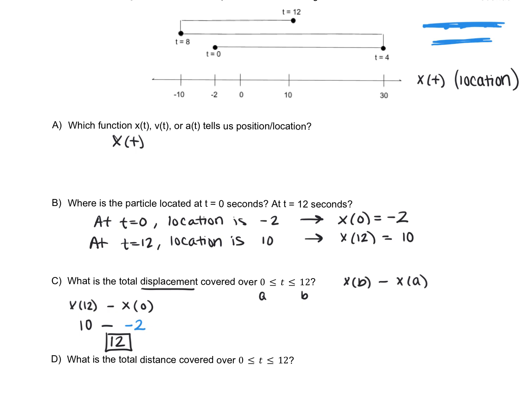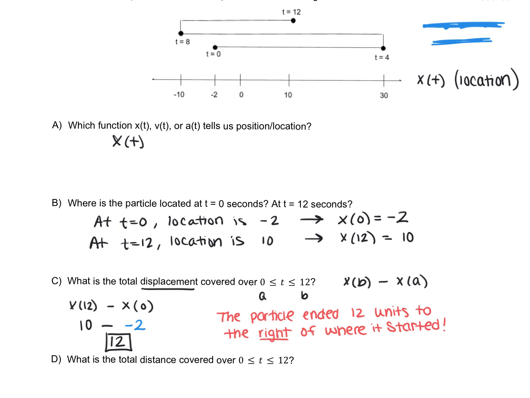A positive displacement means the particle ended 12 units to the right of where it started. And if it was a -12 here, the particle would have ended 12 units to the left of where it started. So let's see if this makes sense.